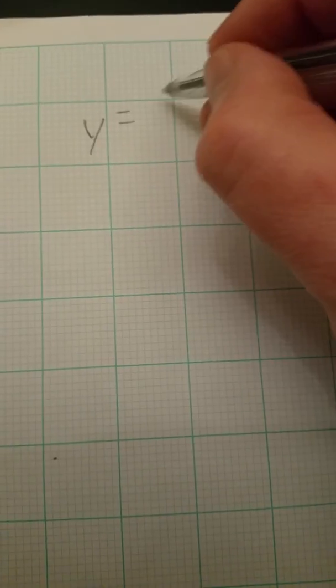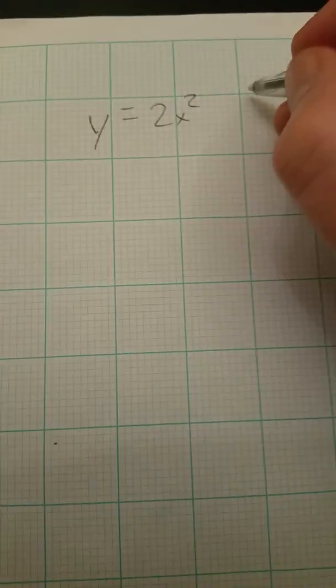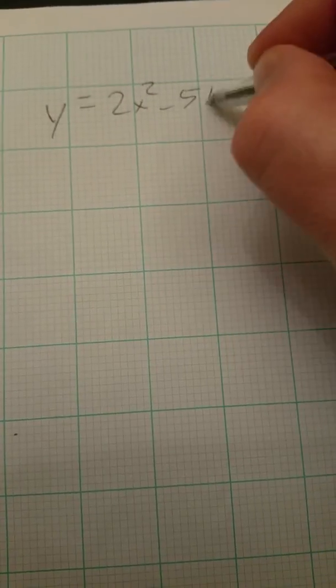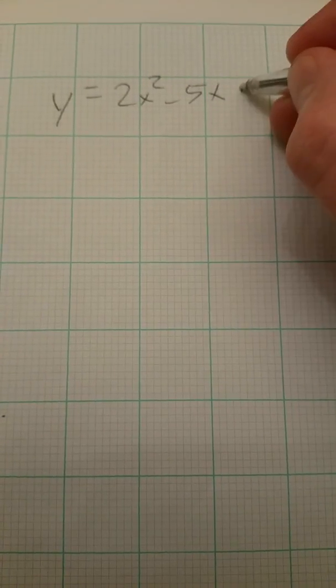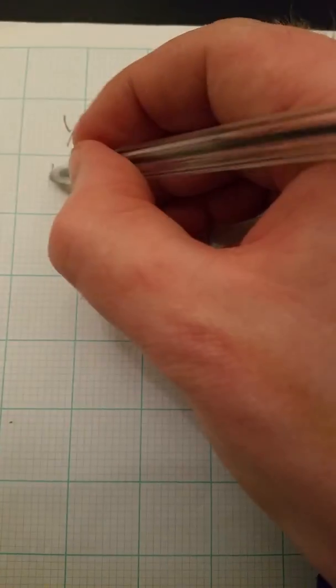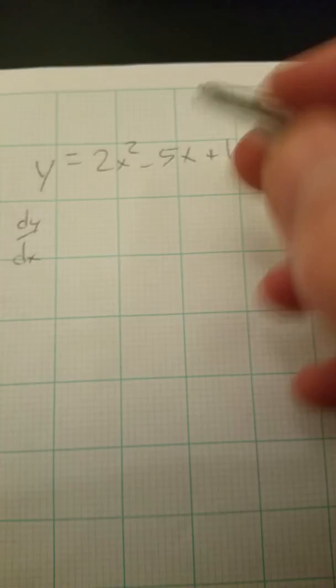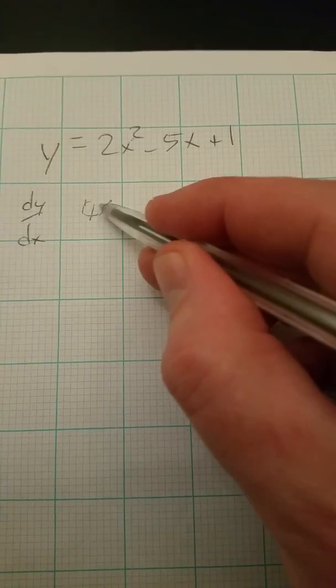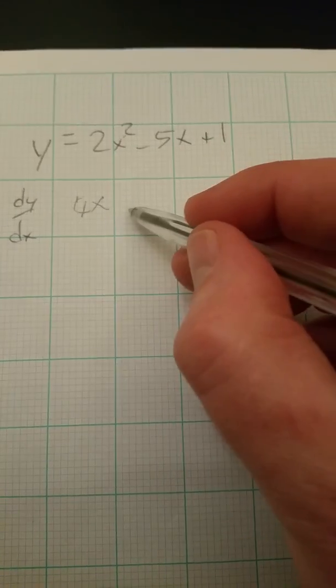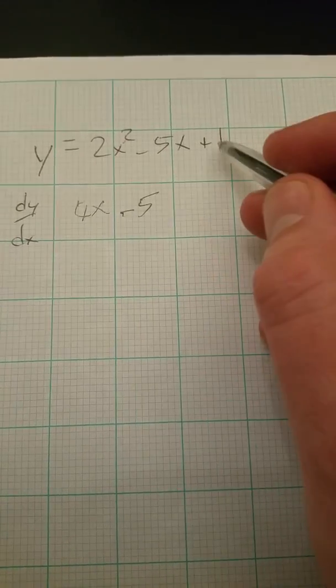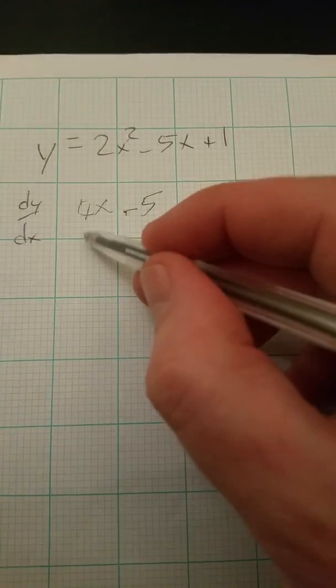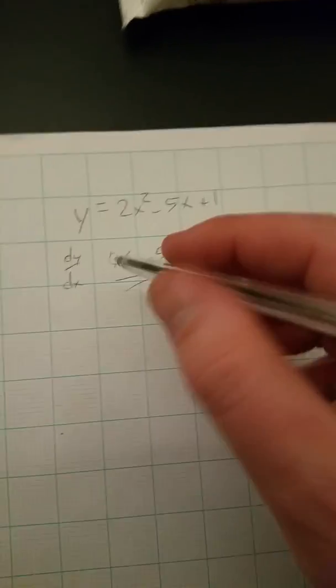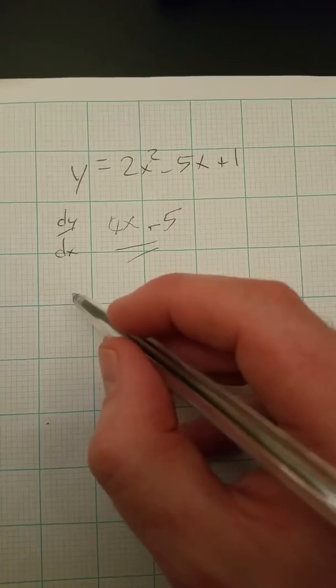First principles, right? So first of all, you have the equation y equals 2x squared minus 5x plus 1. Now if you were to differentiate that by normal means, you'd just have the 2 by the 2, which is 4x, and the minus 5x goes to minus 5. And you can't differentiate 1 because there's no x beside it. That's your answer.